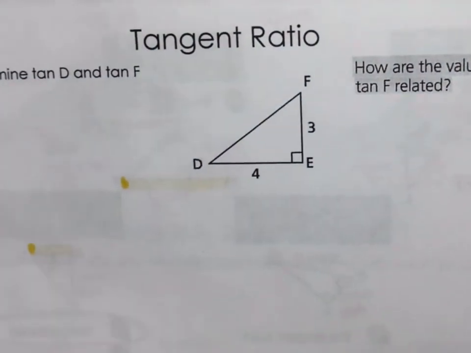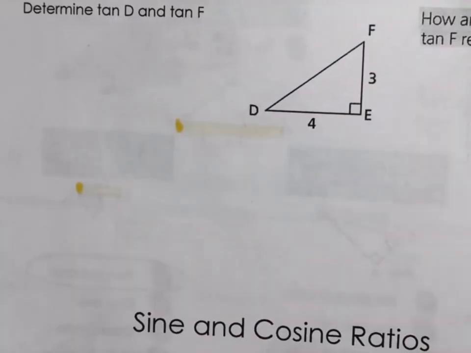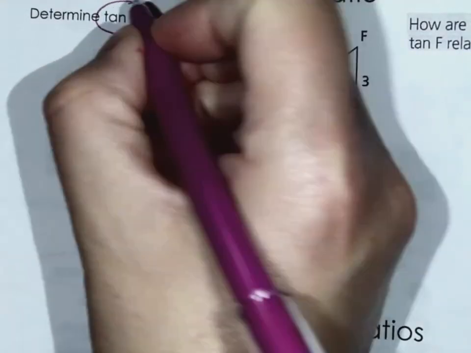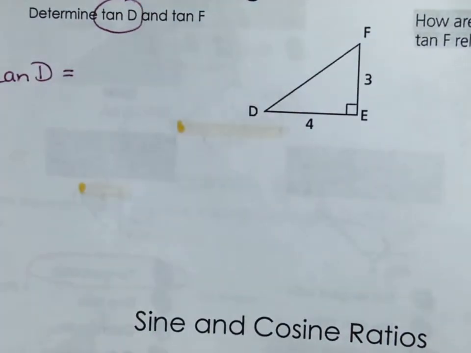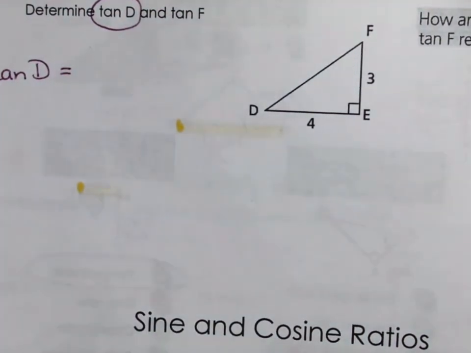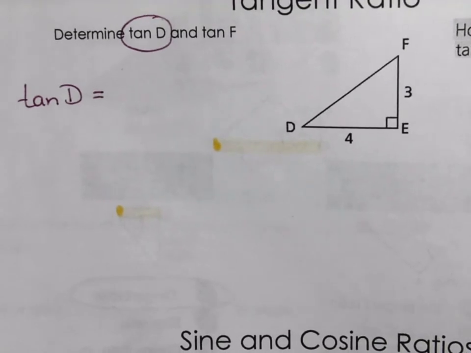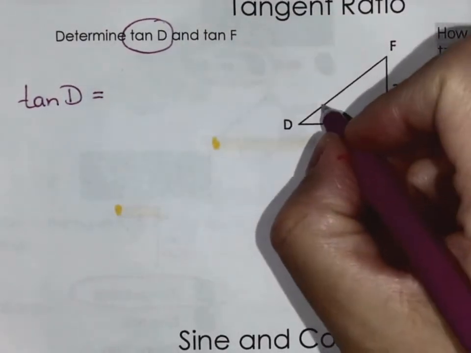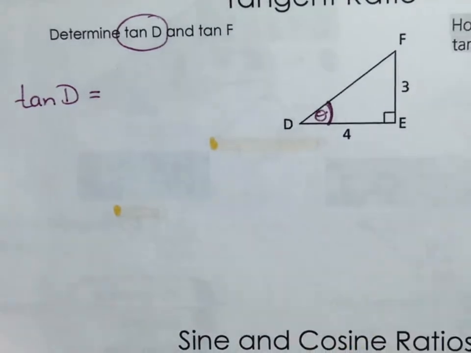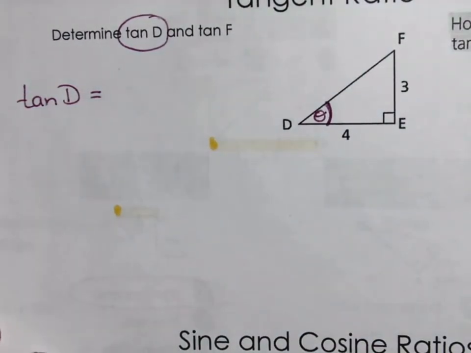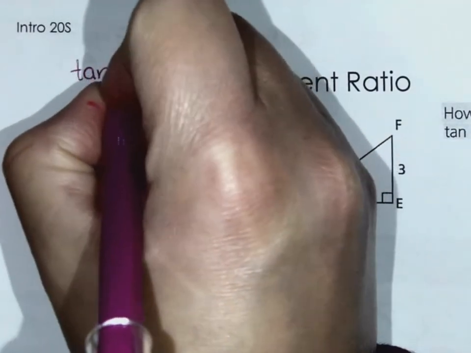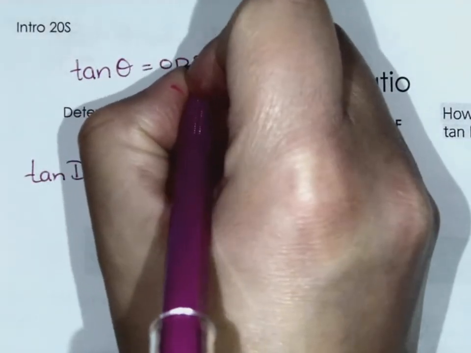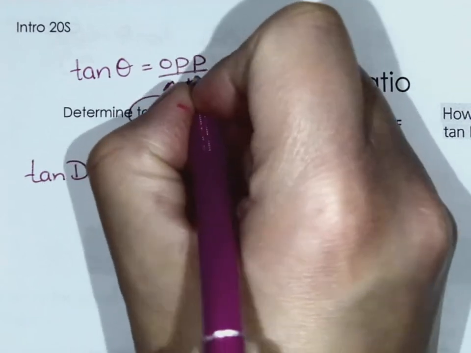All right, guys, we're going to write the ratio for tan of D. So start here. We're going to write the ratio of tan of angle D. So that's the angle right there. So what's the formula for tan? Maybe that's best that we write that down first. So tan of the angle is equal to the opposite side over the adjacent side.